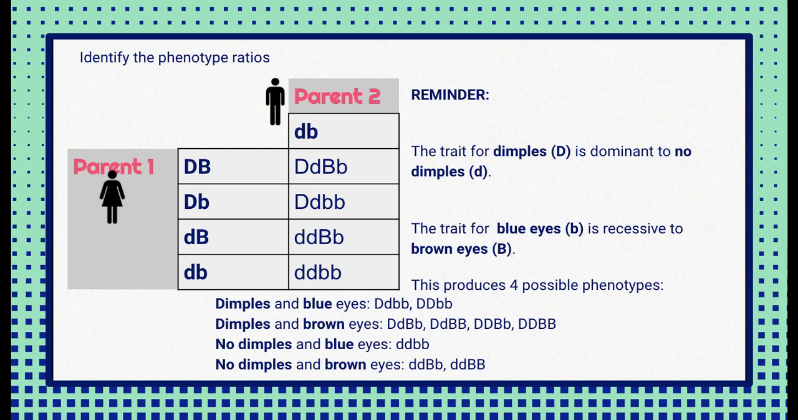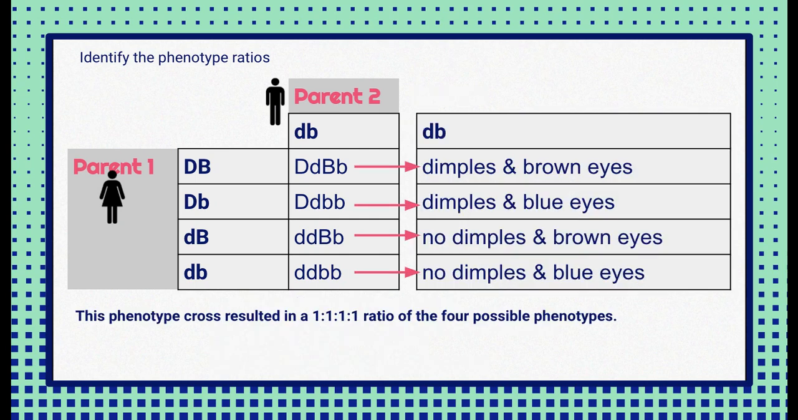So for example, to have dimples and blue eyes, so the phenotype being dimples and blue eyes, the possible genotypes that you could have for this is a capital D, lowercase d, and 2 lowercase b's, as well as 2 uppercase d's with 2 lowercase b's. So these are the genotypes. This means that we end up with a 1:1:1:1 ratio of the 4 possible phenotypes. This is all based on probability. So there is a 1 in 4 chance that an individual would be produced to have dimples and brown eyes.